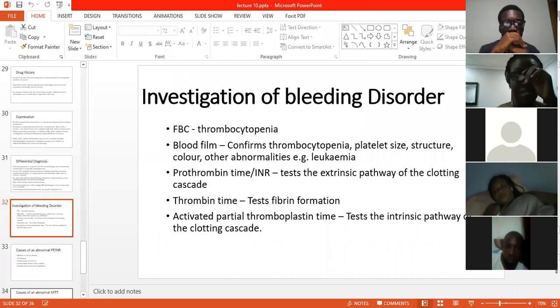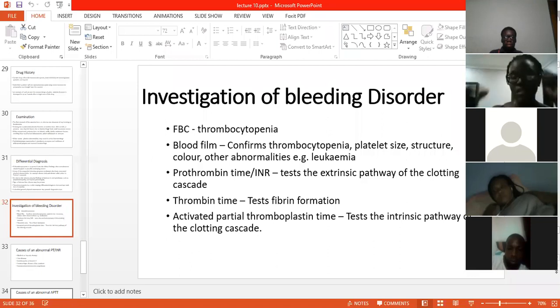Now, how do you investigate a patient with a bleeding disorder? So you realize that this patient has abnormal bleeding. What do you do? You ask for a full blood count, and it will indicate a thrombocytopenia, that is decreased levels of platelets on the full blood count. Then you also ask for a blood film. The blood film will confirm the thrombocytopenia.